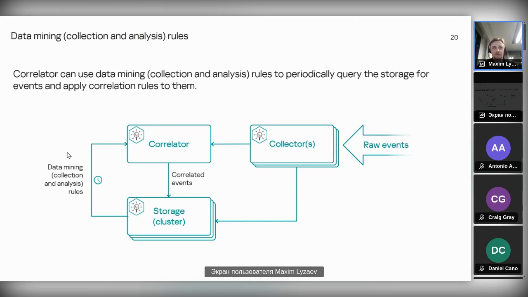You just grab events from the storage, group them, calculate something using aggregation functions, and then send all this to the correlator. So it's much simpler right now.